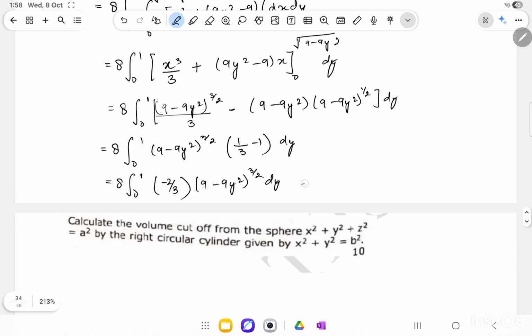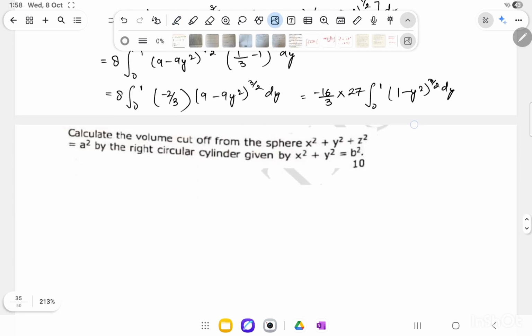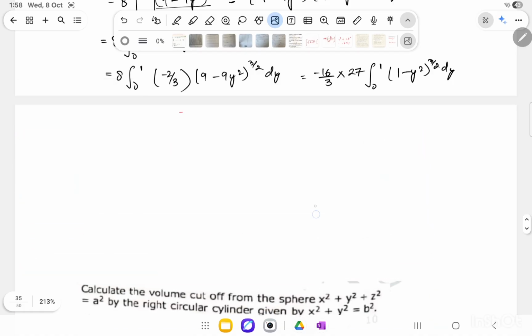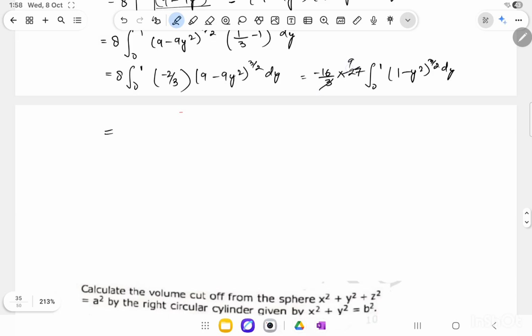So it is equal to −16/3 times, I can pull this 9 outside, so that will be 3³, that is 27, integration from 0 to 1 of (1 − y²)^(3/2) dy. Now I can just simplify it. It will be −16 × 9, integration from 0 to 1 of (1 − y²)^(3/2) dy. So I can assume my y is equal to cos θ.